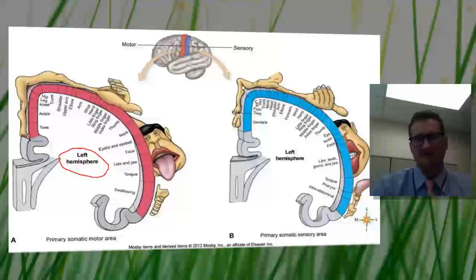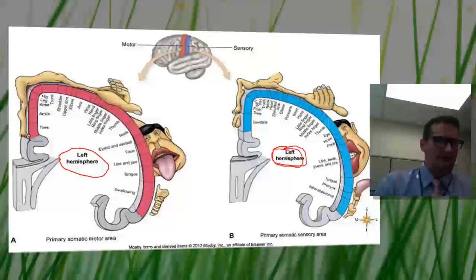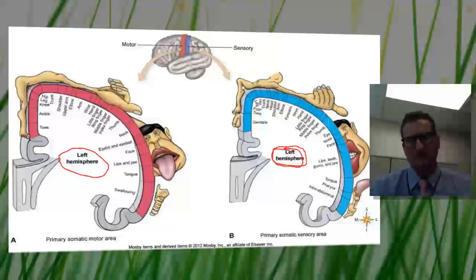The sensory homunculus here in blue shows the cerebral mapping for various sensory stimuli, and it's similar to the motor one, but there are some differences.